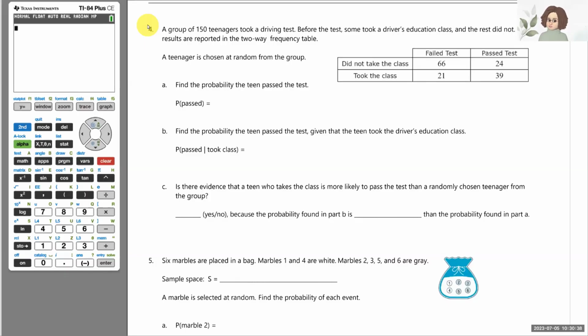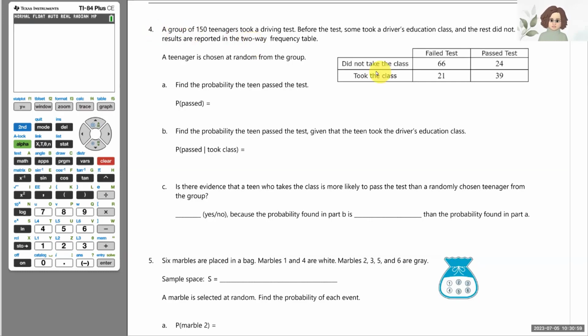Welcome. In this problem, we'll see an application of conditional probability. So let's take a look. A group of 150 teenagers took a driving test. Before the test, some took a driver's education class and the rest did not. And the results are reported in a two-way frequency table.